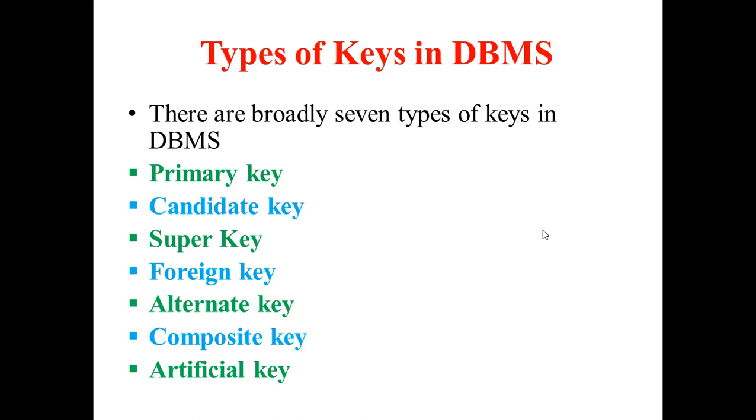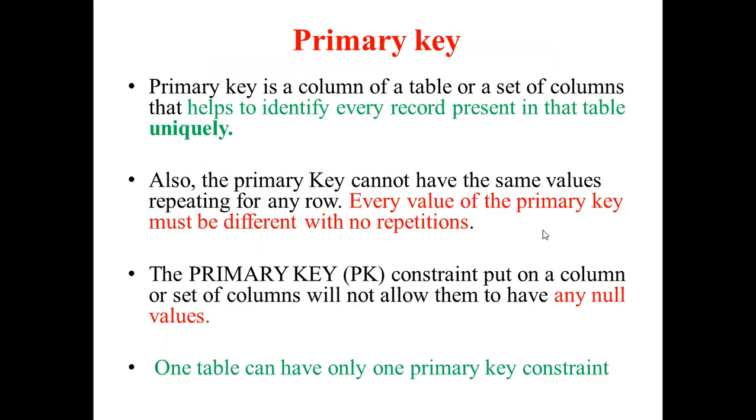There are different types of keys present in a DBMS. They are broadly classified as primary key, candidate key, super key, foreign key, alternate key, composite key, and artificial key. For today's session, we will see the primary key in detail. Let's start. What do we mean by the primary key first of all?